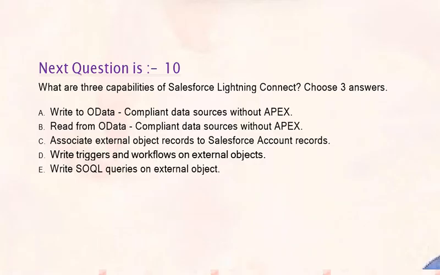Question is what are three capabilities of Salesforce Lightning Connect? Option A: write to OData compliant data sources without Apex. Option B: read from OData compliant data sources without Apex. Option C: associate external object records to Salesforce account records. Option D: write triggers and workflows on external objects. Option E: write SOQL queries on external objects. Correct answer is option B, C, and option E.